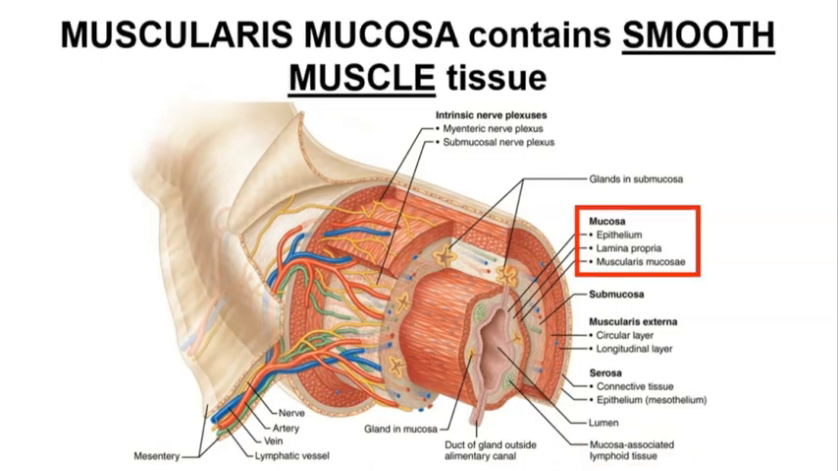So moving on to the muscularis mucosa, we see that this layer contains smooth muscle tissue. And the muscularis mucosa produces local movements of the mucosa. Generally, it does not produce the peristalsis and the segmentation that we discussed in a previous segment. That's the job of the muscularis externa.